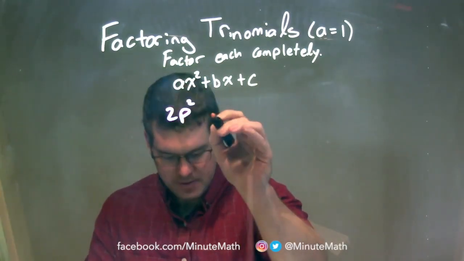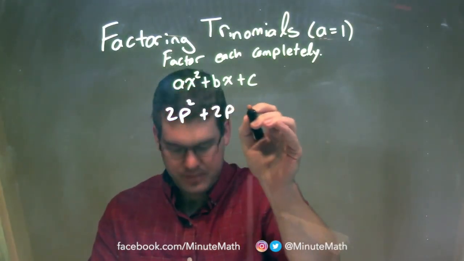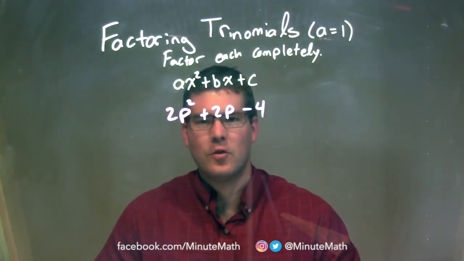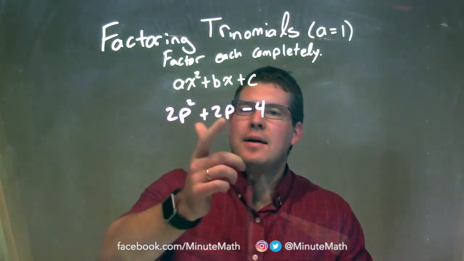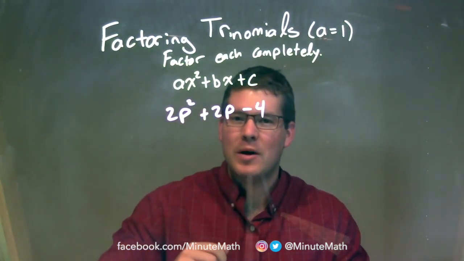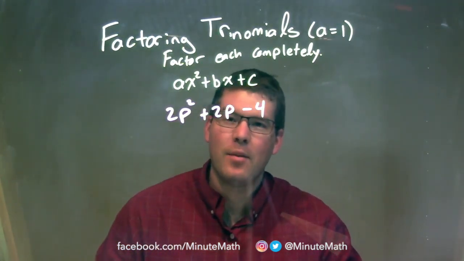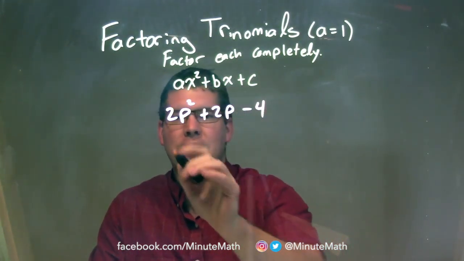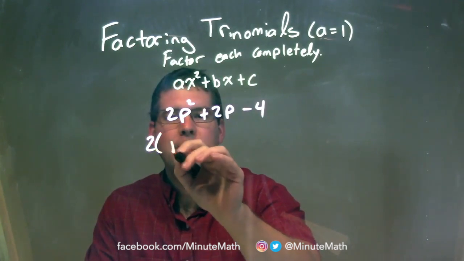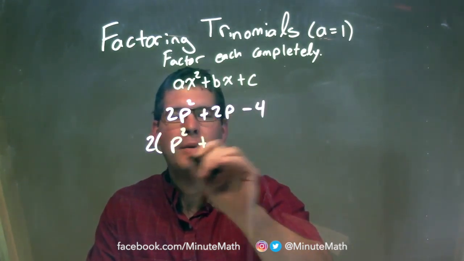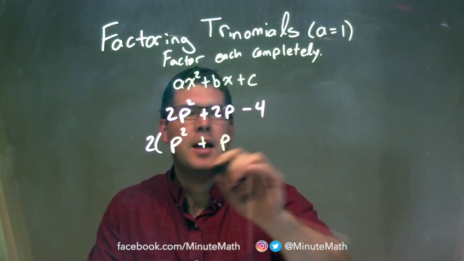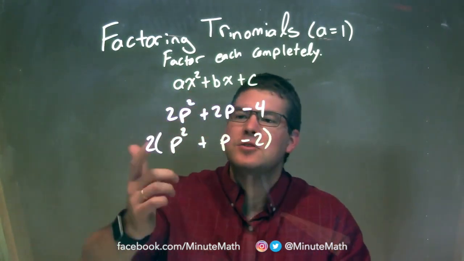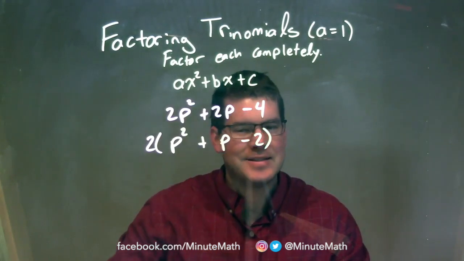2p squared plus 2p minus 4. Well, I like it better when the coefficient in front of p squared is 1. But I notice there's a 2 that I can pull out from all parts, so I'm going to put a 2 out here. I'm left with a p squared, plus 2 divided by 2 is a 1, so we just have p there, and 4 divided by 2 is a 2. So this comes out to be 2 times p squared plus p minus 2.